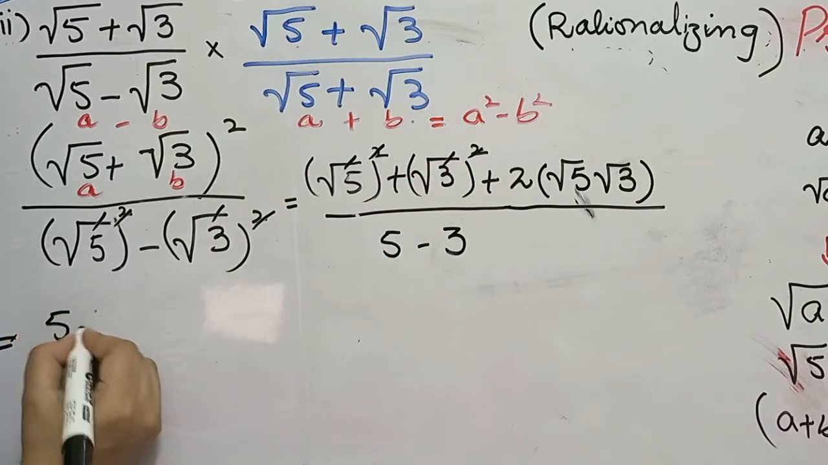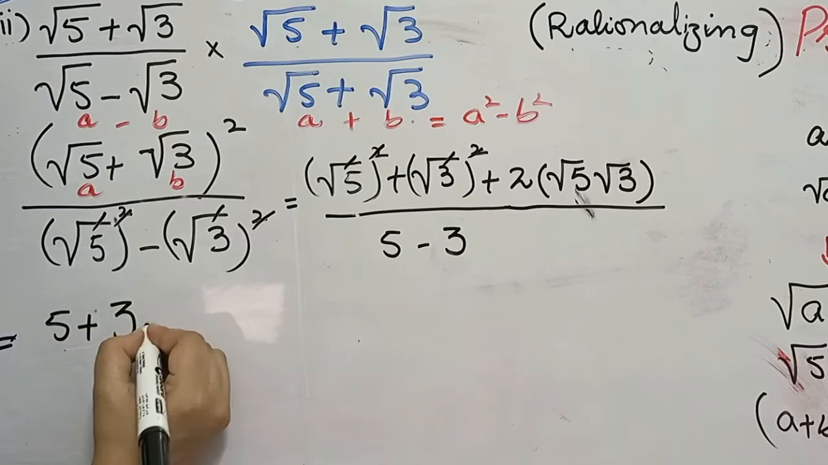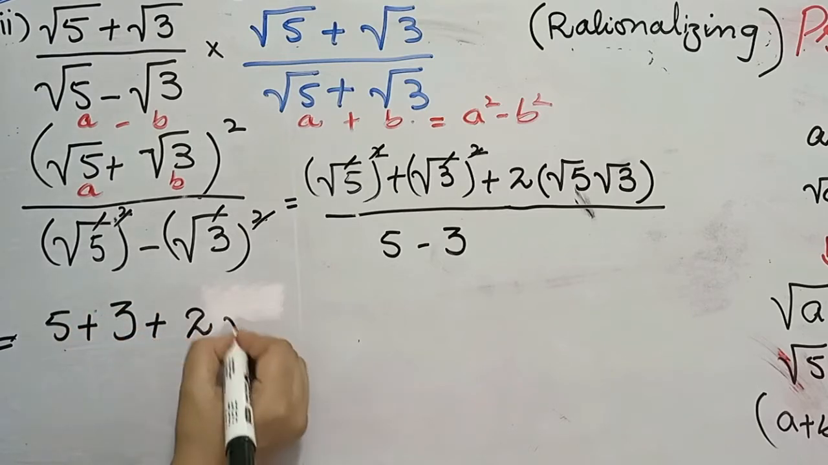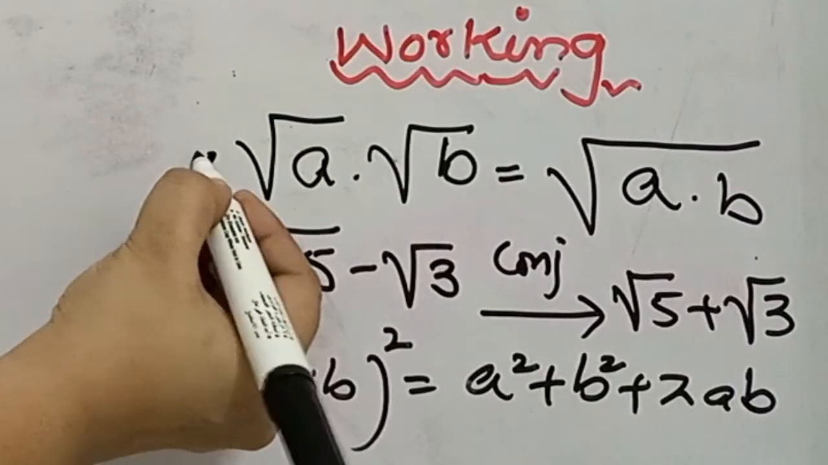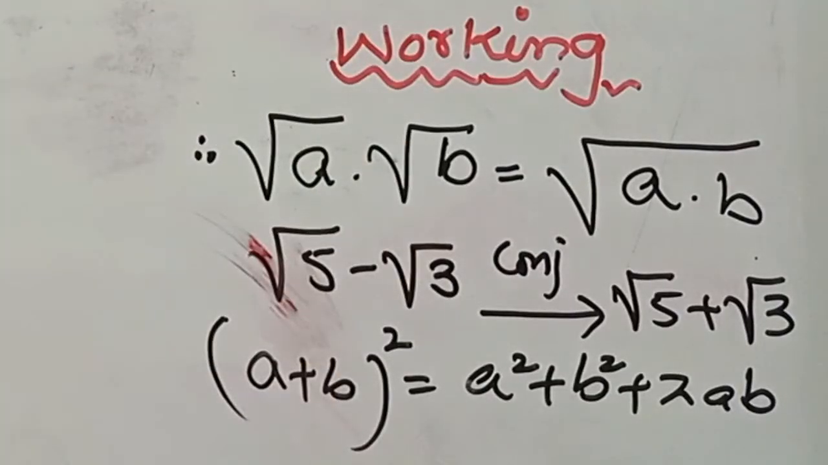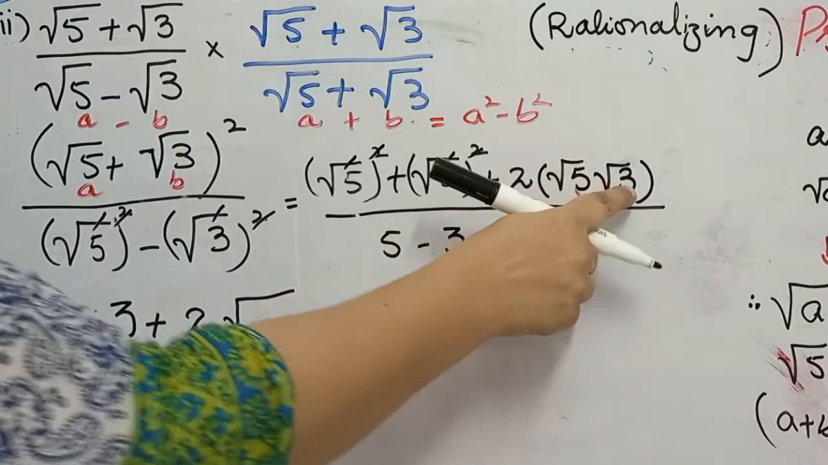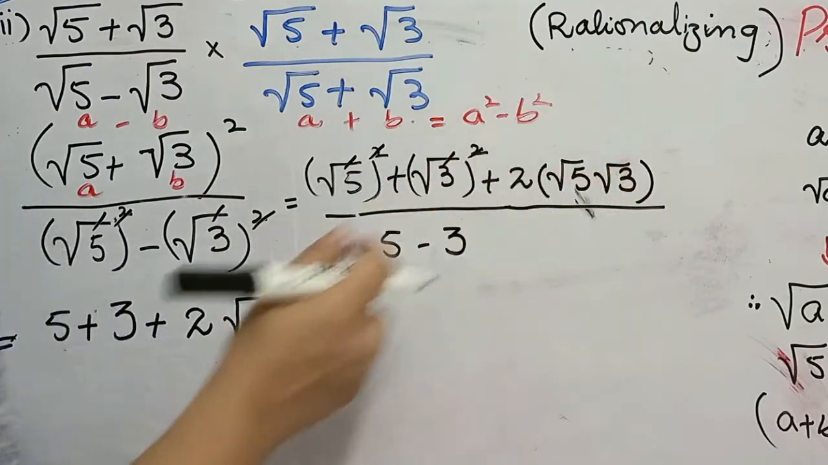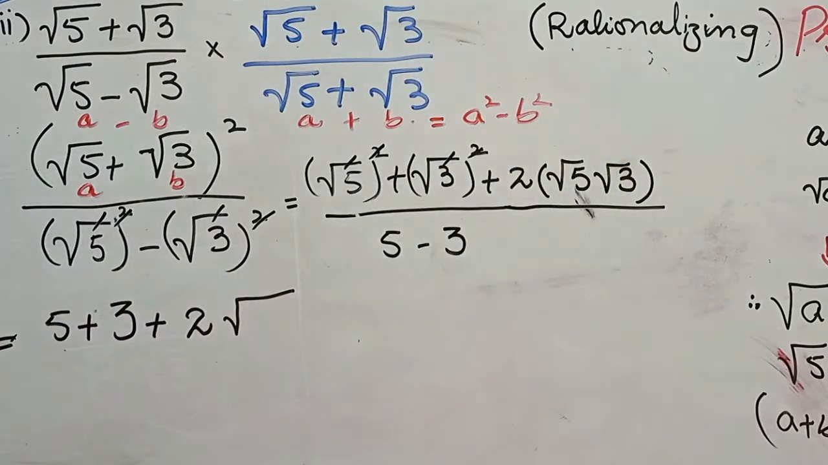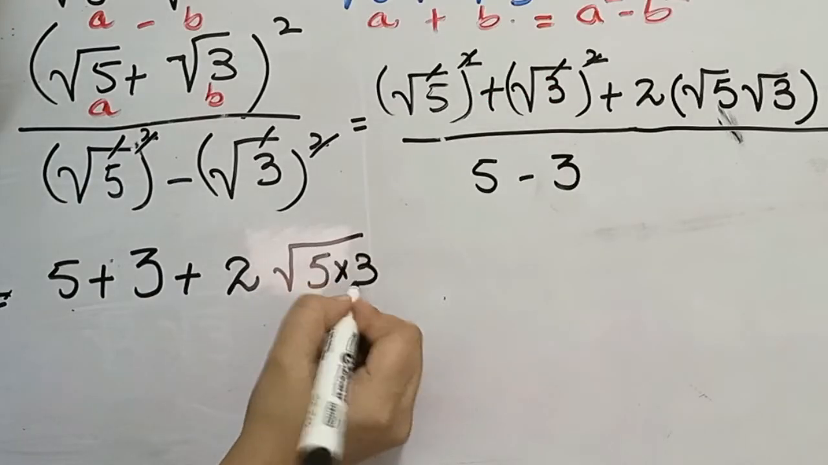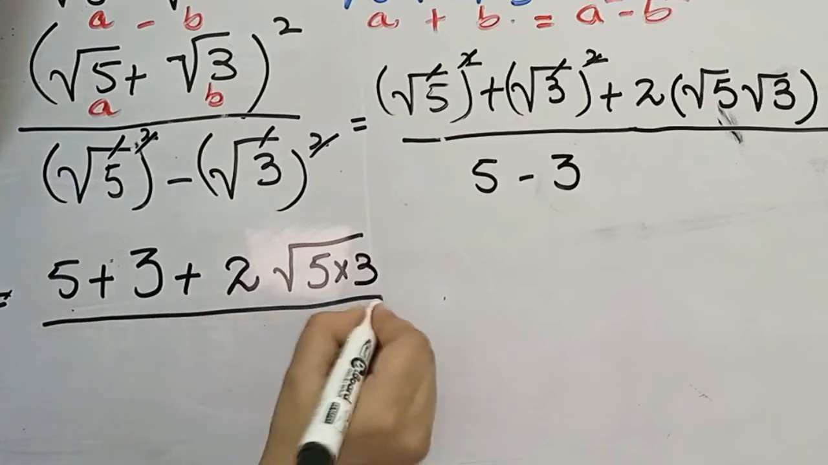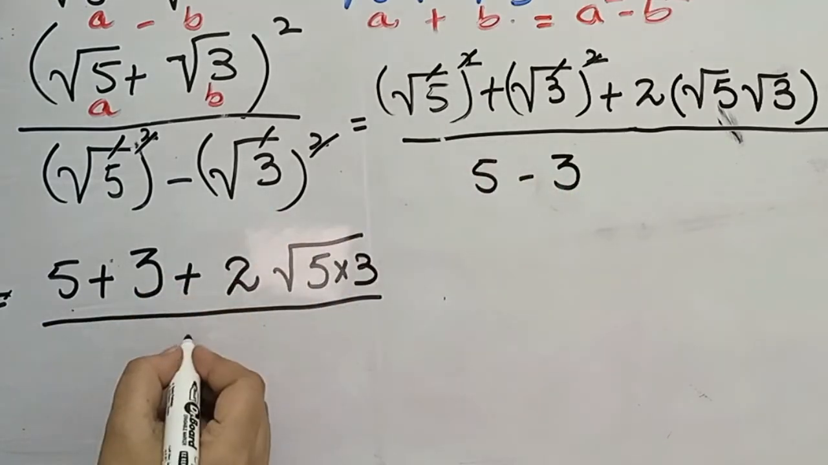Next, this is cancelled with this. So it will be 5 plus 3 plus 2 into the square roots of 5 and 3. I can combine them using this property. They are multiplying, so I can write them under one radical sign: 5 multiplied by 3, divided by 5 minus 3, that is 2.